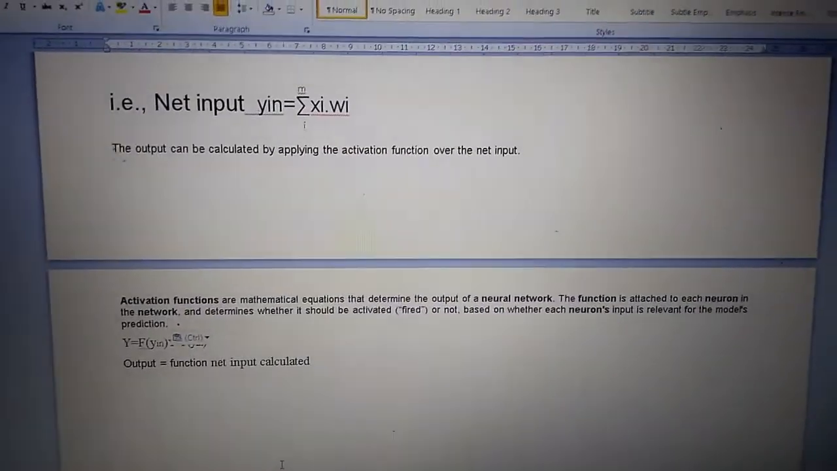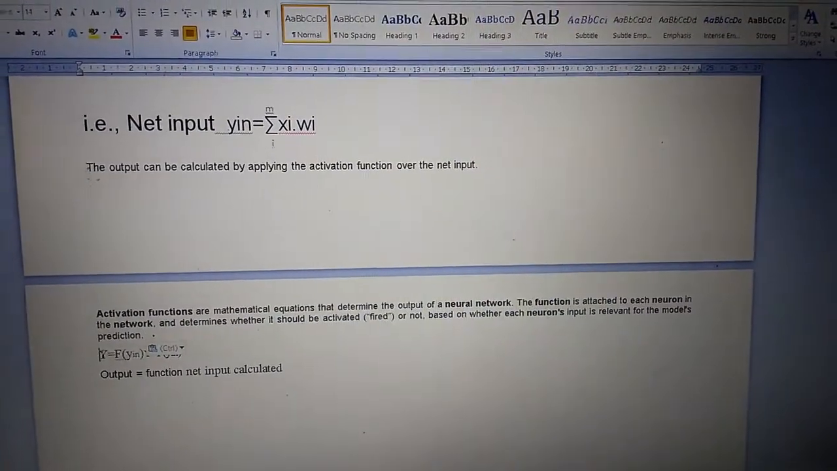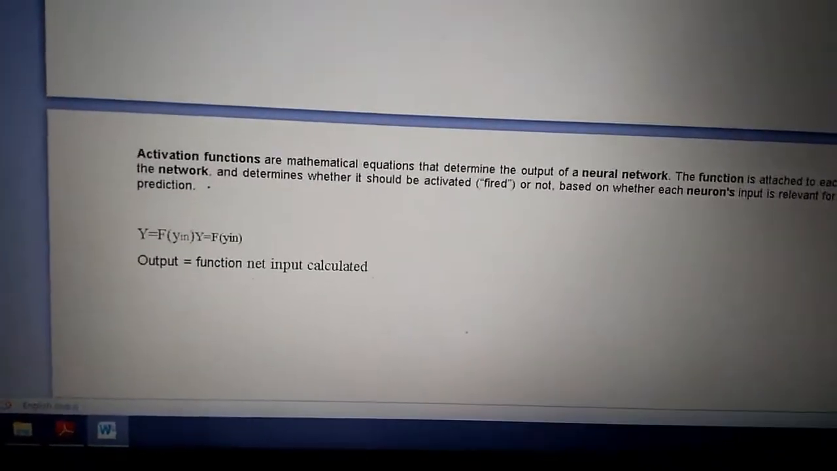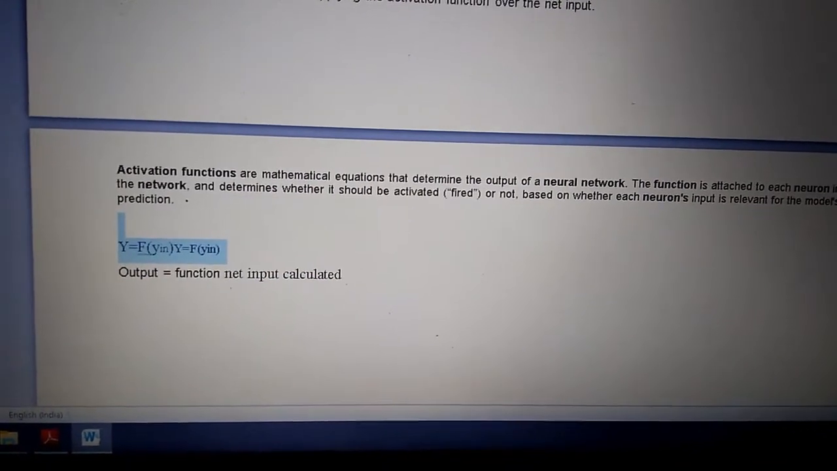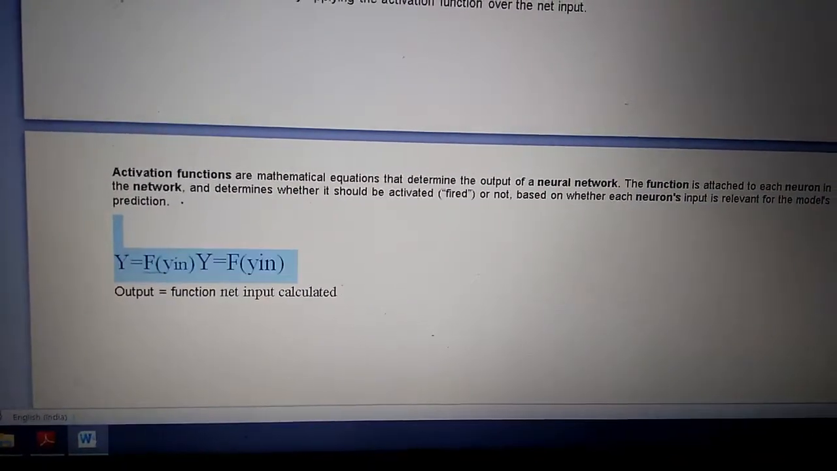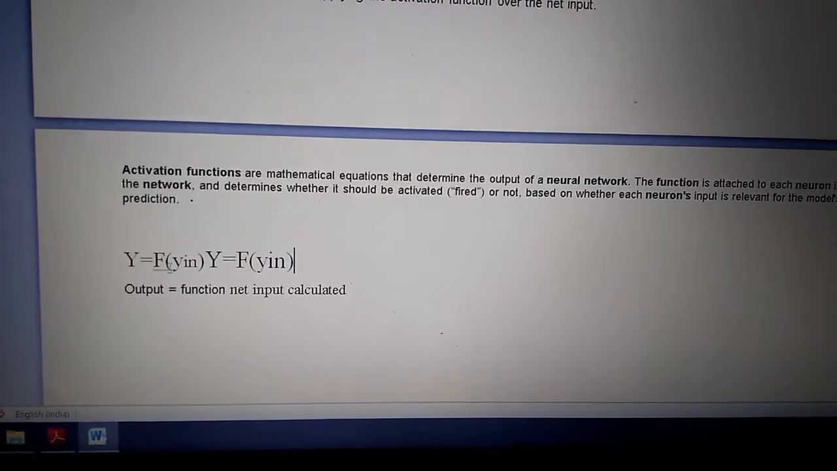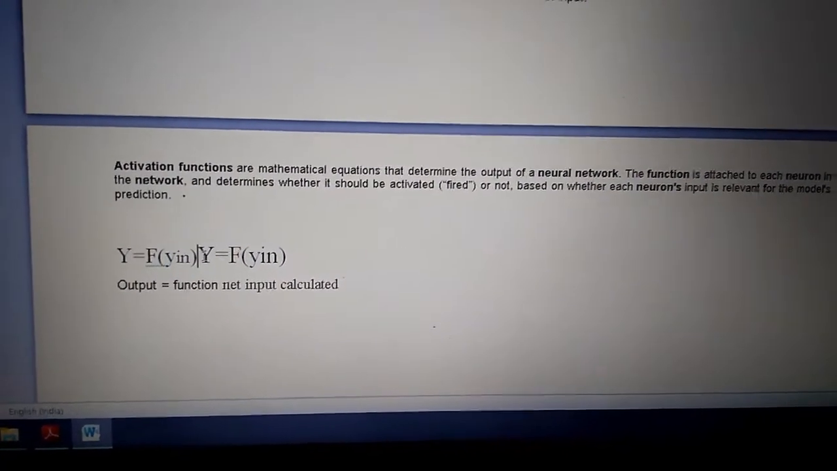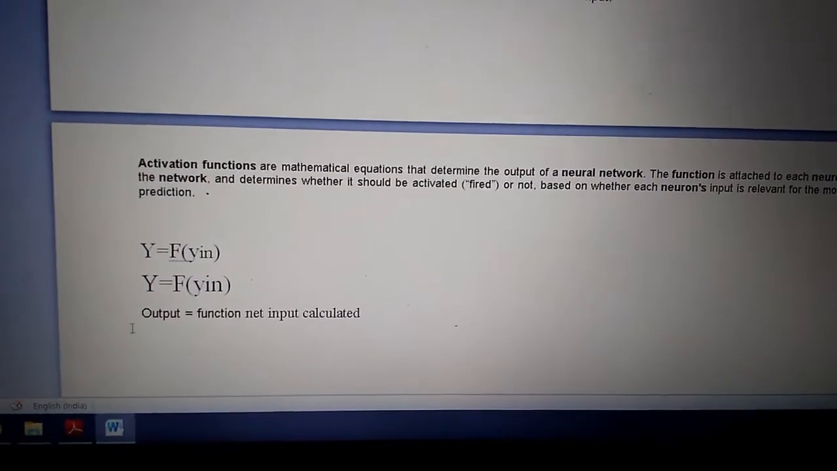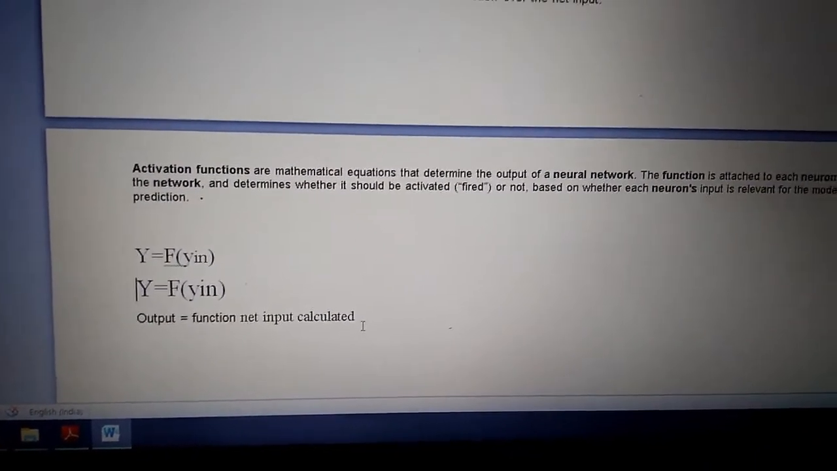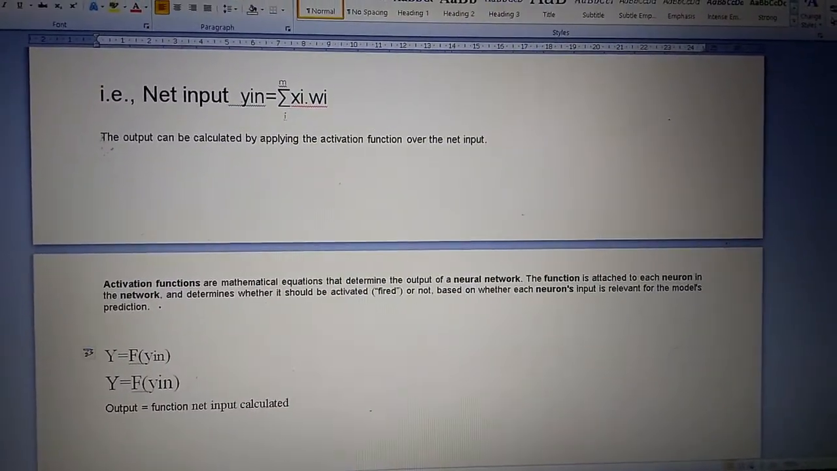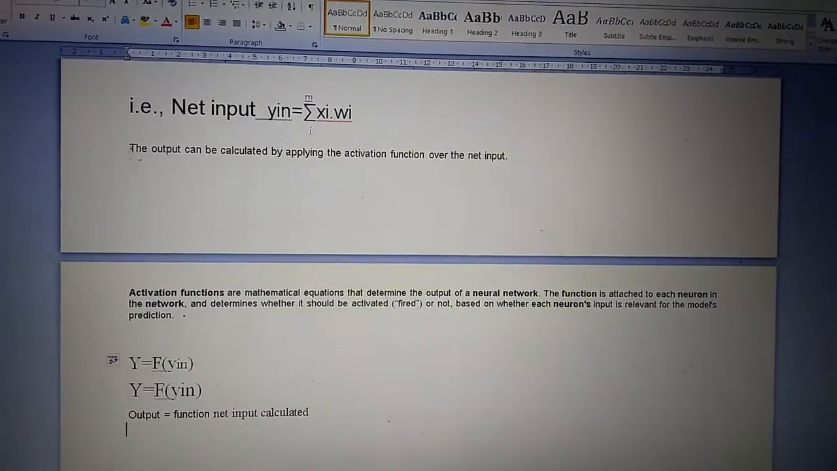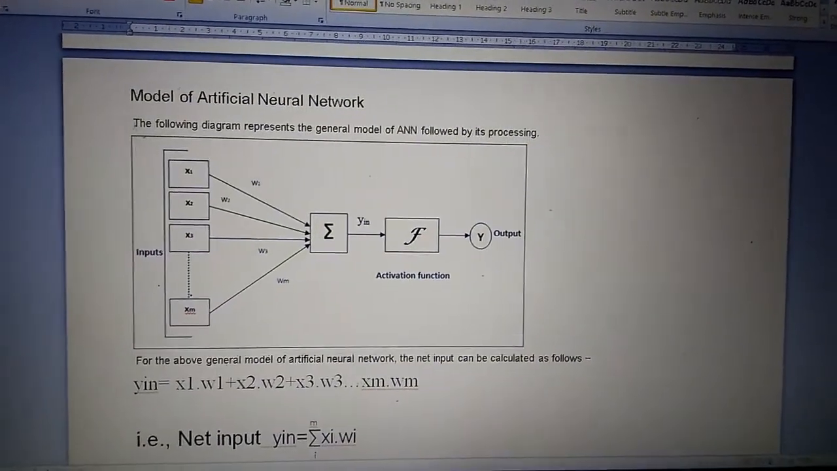After that, you will get the output node after applying the activation function. So y is your output. You are going to apply the activation function on y_in and you will get the output as y. So the output is a function of the net input calculated. So this is the overall model of the artificial neural network.